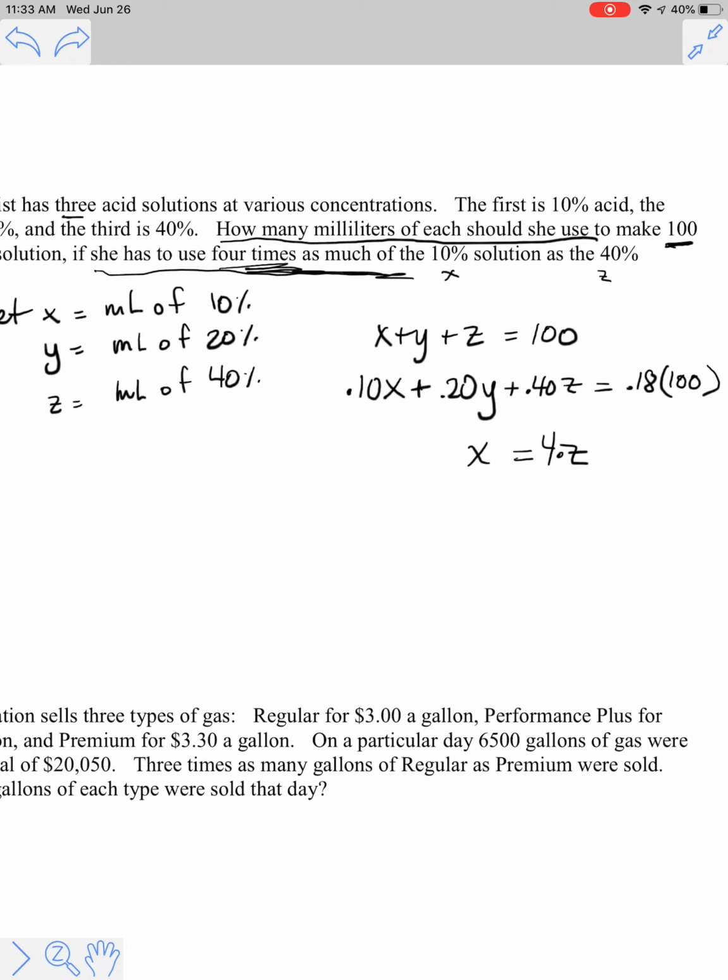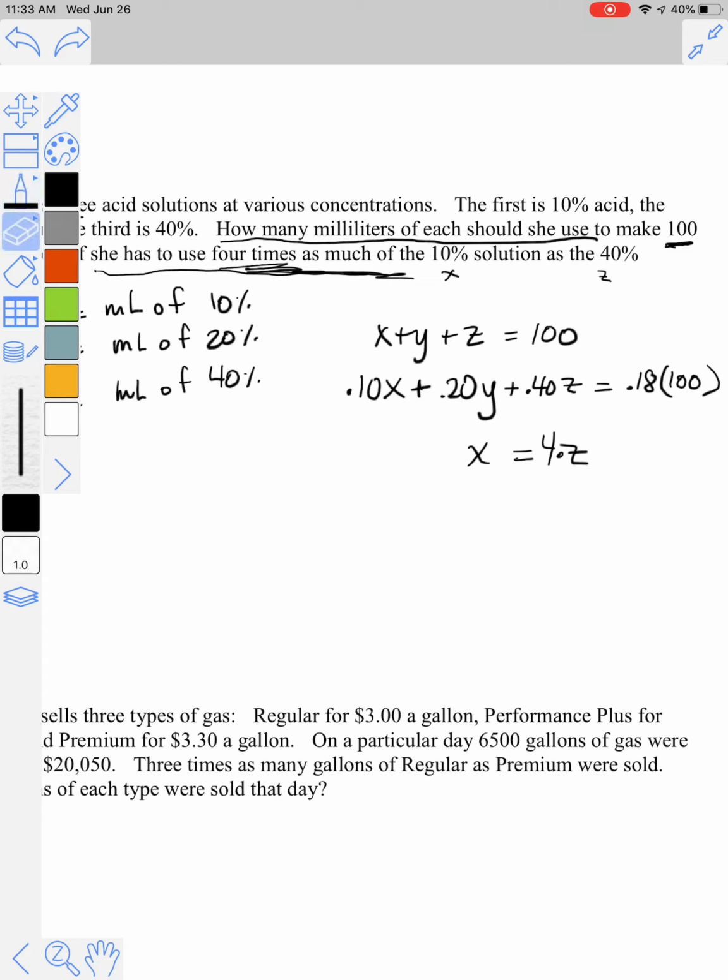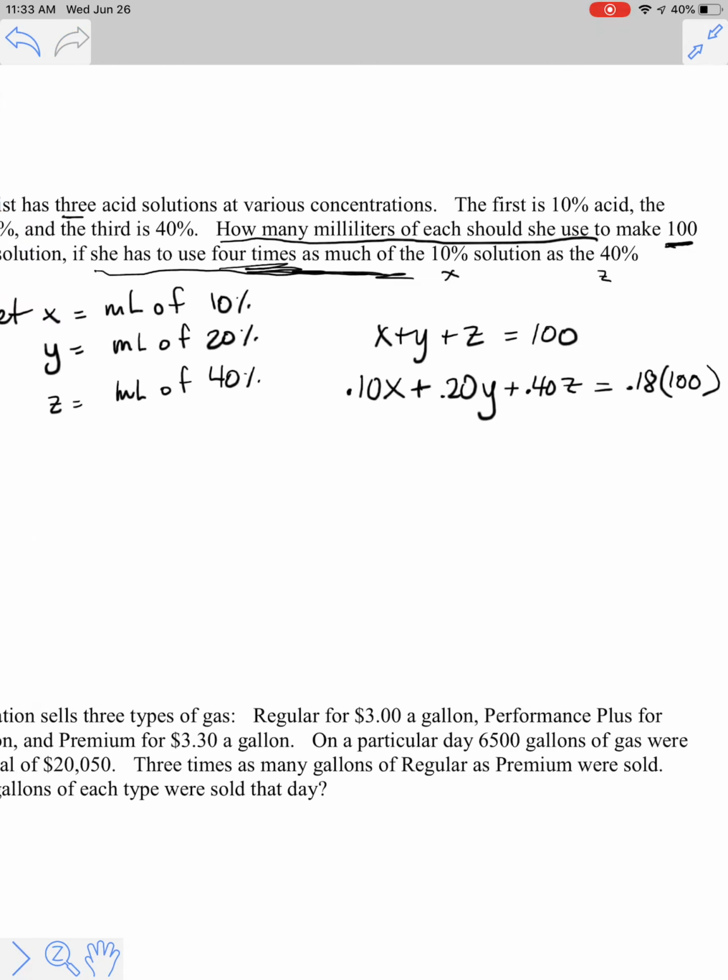I want to get all the variables on the same side, so I can use the elimination method. So for this equation, I'm just going to subtract the 4z and get it equal to 0. So I'm going to write that as x minus 4z is equal to 0. So now I've got my 3 equations. I can go ahead and start solving.